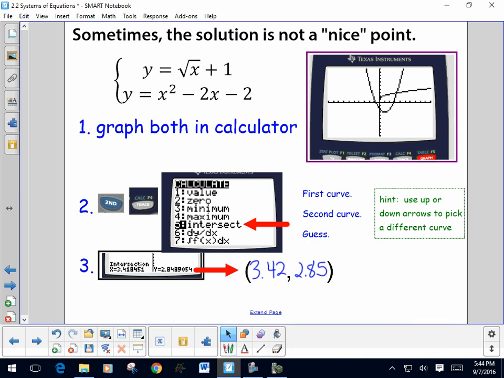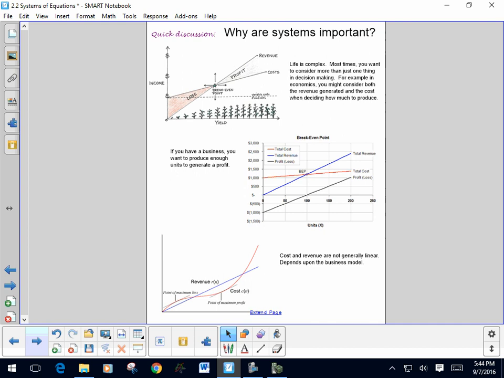So oftentimes people want to know, why do we have to study this in math? Systems are kind of interesting from the perspective of business and economics. Businesses sometimes think about their revenue, that's the money that they bring in, and their cost, that's what it costs them to operate. And if you think about that intersection point, that's essentially their break-even point. If they operate to the right of that point, they're running a profit, and if they operate to the left of that point, they're running a loss.